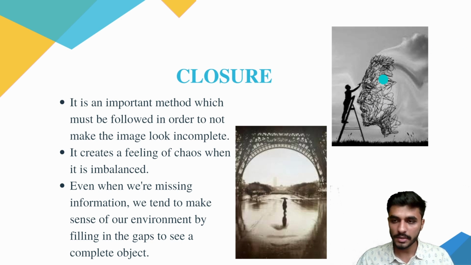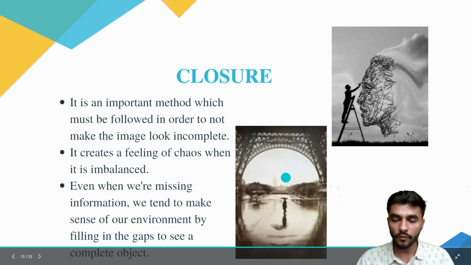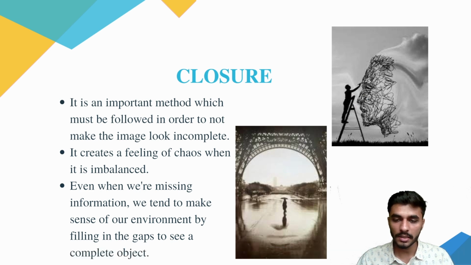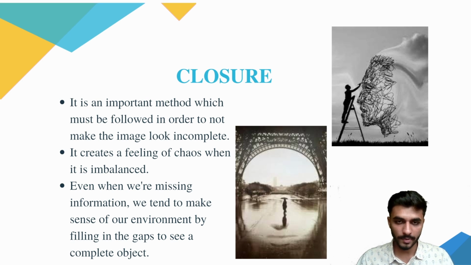As seen in the pictures above, in the first one there is no major information in this photo, but what we see is a face of a woman drawn by a man. In another photo, there is a structure that is in semicircle, and there is only a person walking in the rain, but what we see other than that is a face of a human. So this is what the closure principle is.